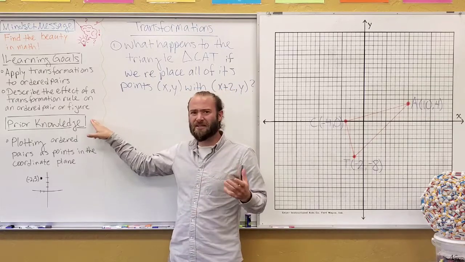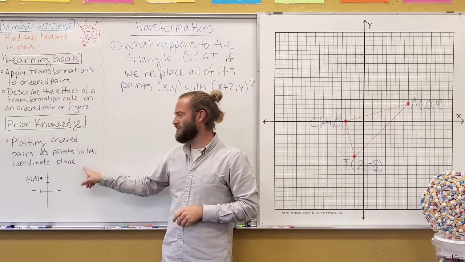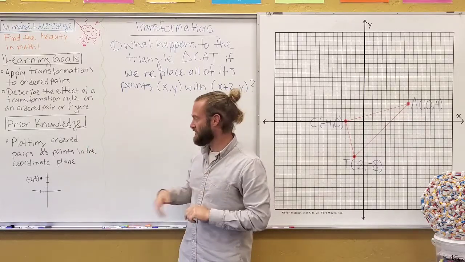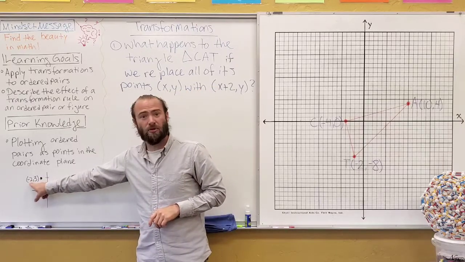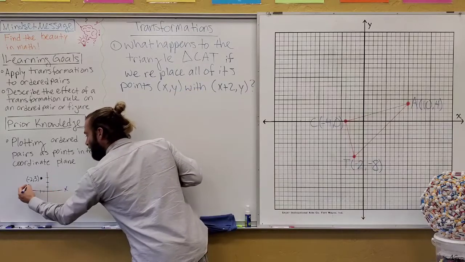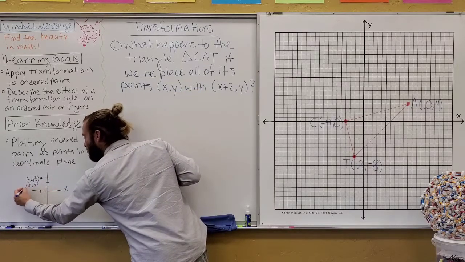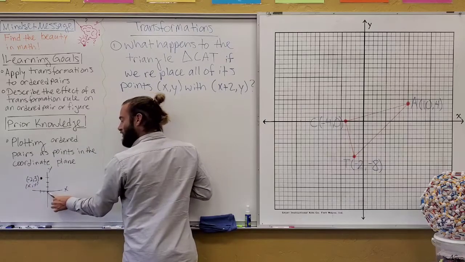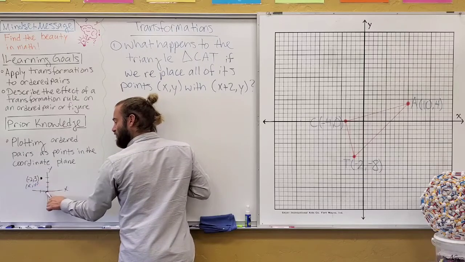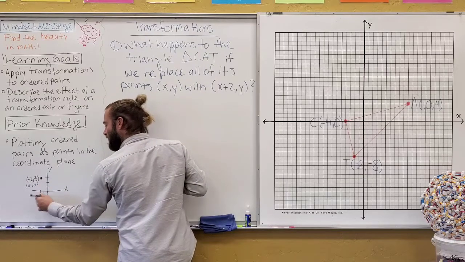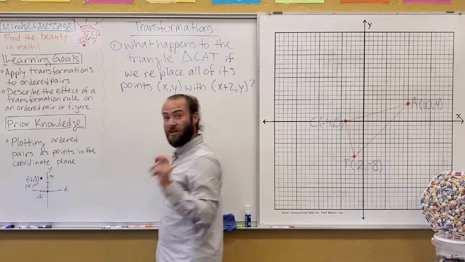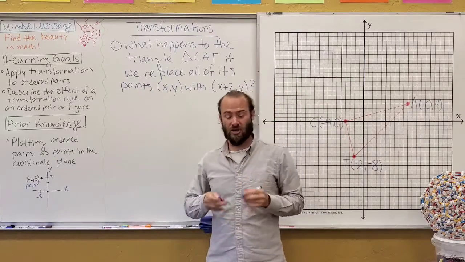Our prior knowledge basically is just plotting ordered pairs as points in the coordinate plane. That's the basic thing you need to know most importantly for this lesson. So for example, the ordered pair (-2, 3) would be plotted here. If you remember, the x-coordinate comes first, followed by the y-coordinate. So if I start here at the origin, and go -2 on the x to here, and then travel up 3 on the y, there's that location in the two-dimensional plane.